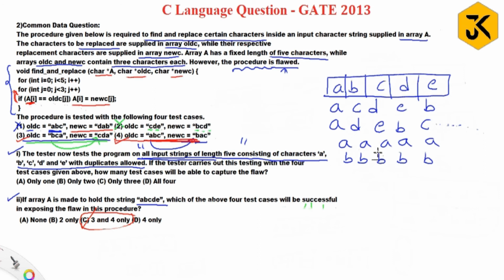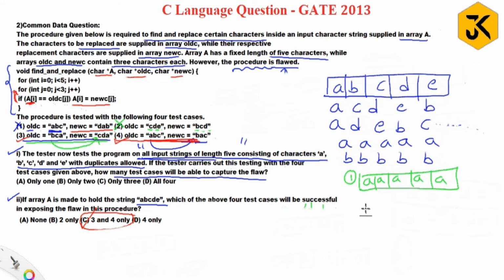They didn't mention anything. If the tester carries out this testing with the 4 test cases given above, how many test cases will be able to capture the flaw? That is what they are asking. I mean, among all these test cases, if you pass these 4 test cases, how many will generate the flaw? That is what they have given.